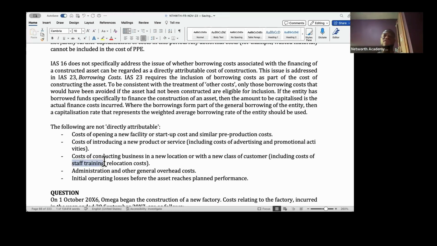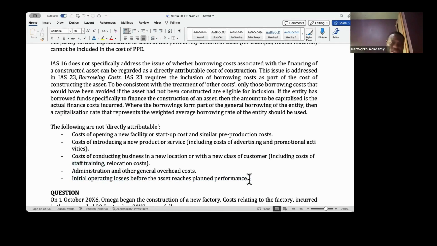What is important for IAS 16 is, is the asset ready? If the answer is yes, any other cost incurred after then should be expensed, like staff training. The next one is administrative and other general overheads. These should also be expensed. These are things like salaries and wages, diesel, petrol, all of those administrative costs should be expensed. And finally is initial operating losses.